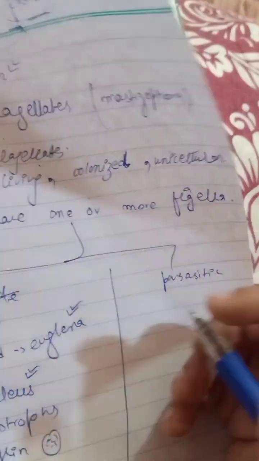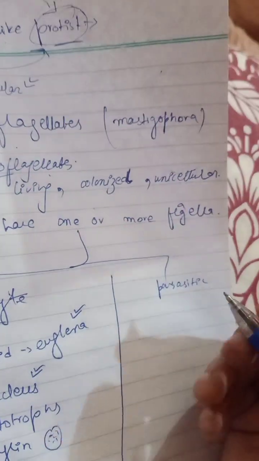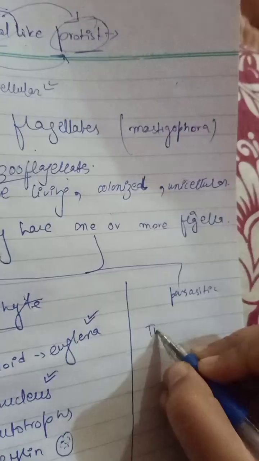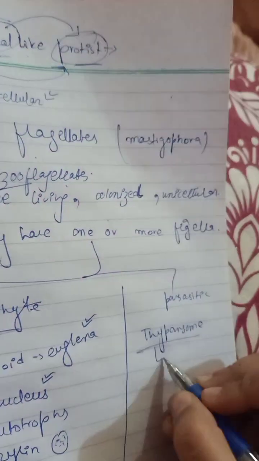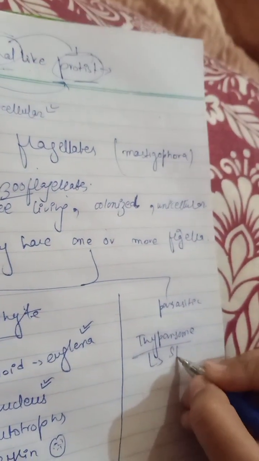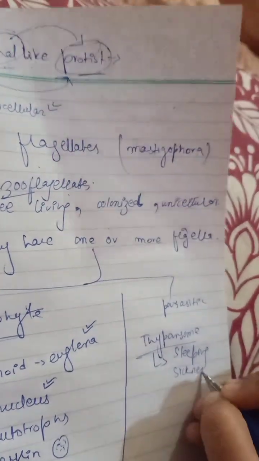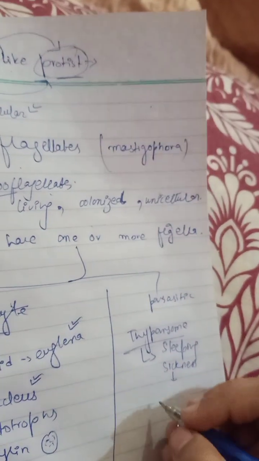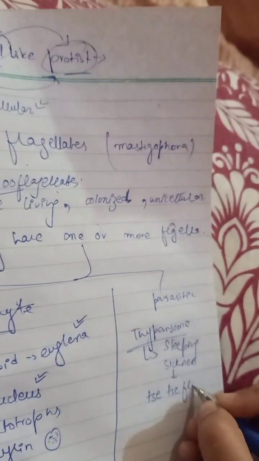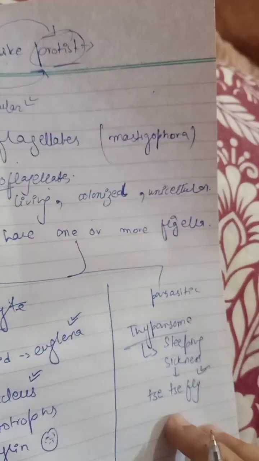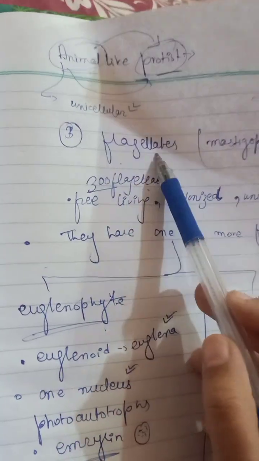If you talk about the parasitic, we have the parasite Trypanosoma, which causes sleeping sickness. It is carried by the African tsetse fly, which is a carrier of that parasite. So these were the 2 subclasses of the flagellates.